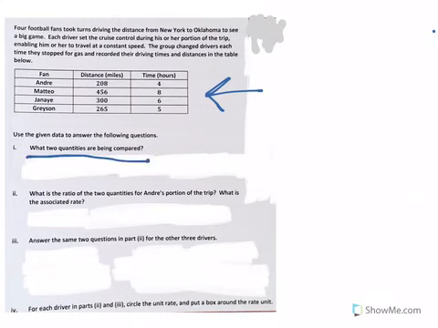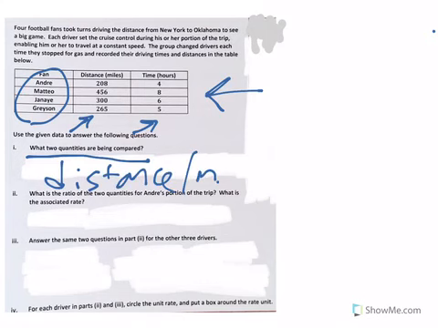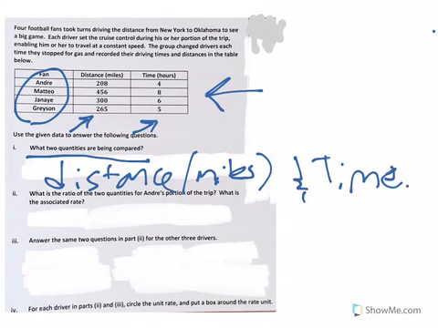What are the 2 quantities being compared? Well, we've got the fans here. We have all their names, how far they drove, and how long it took them. So in this case, we're actually going to compare distance, or miles, right? Because it was distance in miles. And we're comparing that to time, the time it took them to drive. So in this case, we're comparing distance and time. Next question is, what is the ratio of the two quantities for Andre's portion of the trip? What is the associated rate? So we're looking for the ratio and the rate.